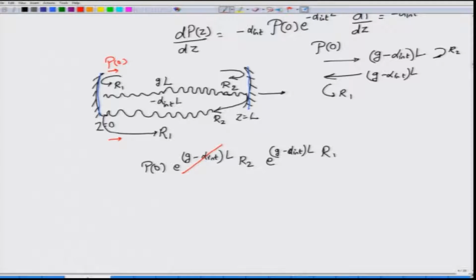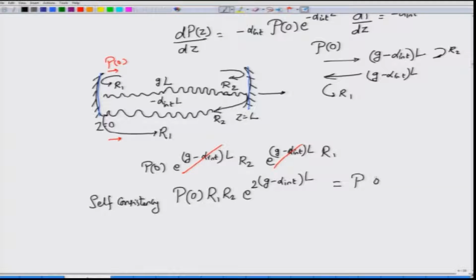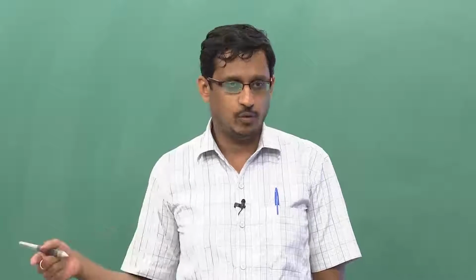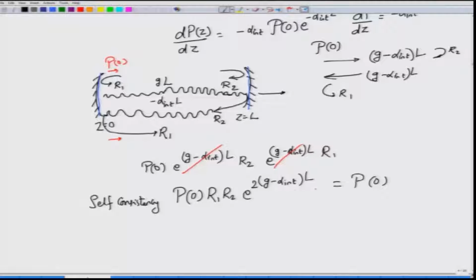Of course, I can combine this and this into a single exponent, and what I get is P of 0 R1 R2 e to the power 2 times g minus alpha int times L. Now, sustaining condition or self consistency simply means that this must be equal to P of 0. If it is less than P of 0, then after about 3 or 4 more round trips, it will simply die down, because R1 and R2 are never greater than 1. And if this number is less than 1, then you will not be able to get any gain. So it simply keeps dropping, eventually it goes to 0.